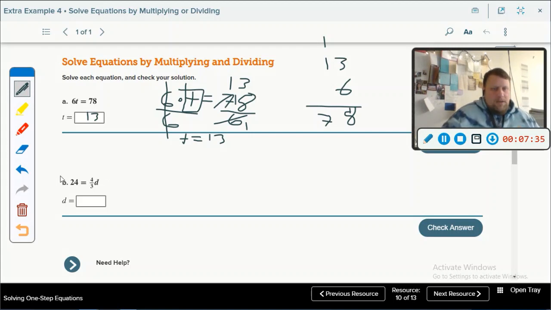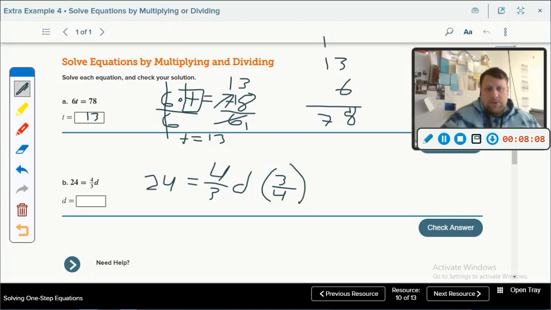All right. So we have 24 equals 4/3 d. I'm going to write this a little bigger over here. 24 equals 4 over 3d. Well, we talked about the identity property. The ultimate goal is to get this to be 1d, because then we can figure out what 1d equals, right? Or just d equals. So the way we have 4/3 and get rid of it is we multiply by the reciprocal, which is 3/4. So whenever you have a fraction times a variable, multiply times its reciprocal.